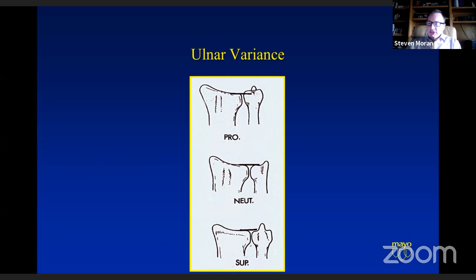When you move from pronation into supination, there is actually a shortening, if you will, of the ulna in relation to the radius. And dynamically, what is happening is because the radius is rotating around the ulna, which is not moving, the radius becomes shorter in relation to the ulna, and that ulna can be more prominent and push into the ulnar aspect of the carpus.